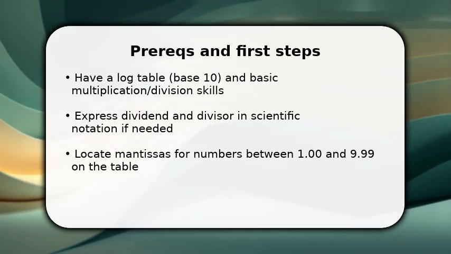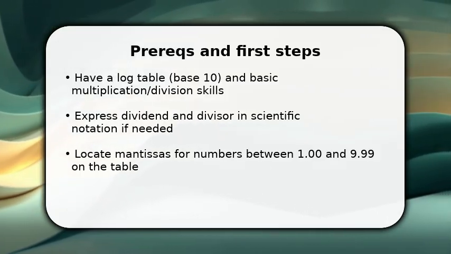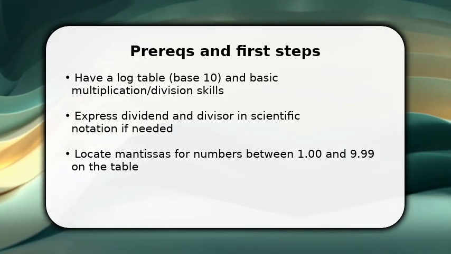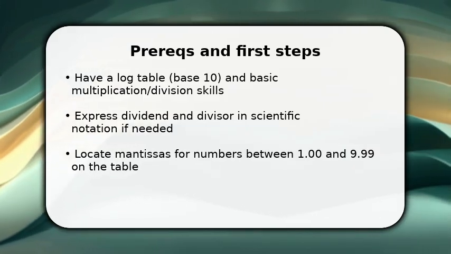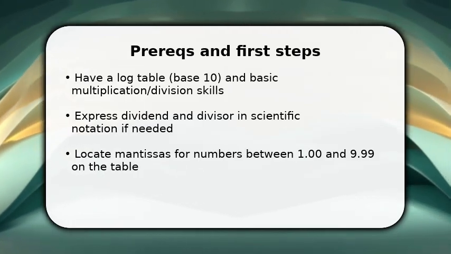Once done, find each value's mantissa on the log table. That's the decimal part of the log. Make sure you record the characteristics separately. You will reassemble it later. This sets up a straightforward subtraction of mantissas for division.